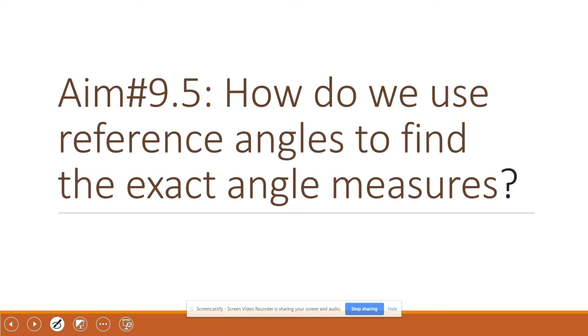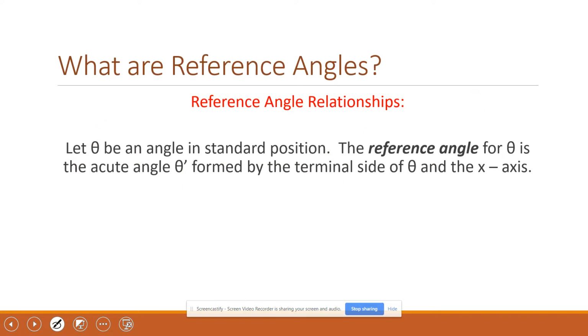And finishing up chapter 9, today we're going to talk about reference angles and exact angle measures based off the unit circle and our special right triangles. So let's start with what are reference angles.